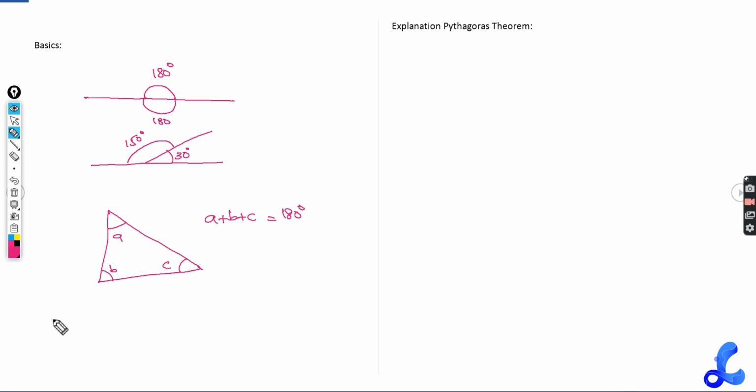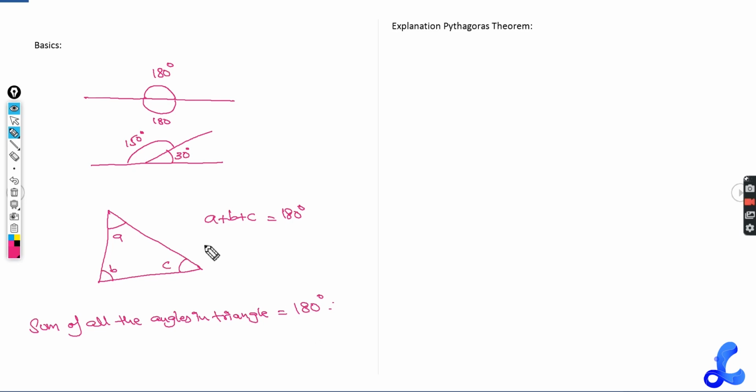So another basic is the sum of all the angles in a triangle would always be equal to 180. Very important concept, very important rule. You do have to remember this by heart. So you have to memorize this very well.